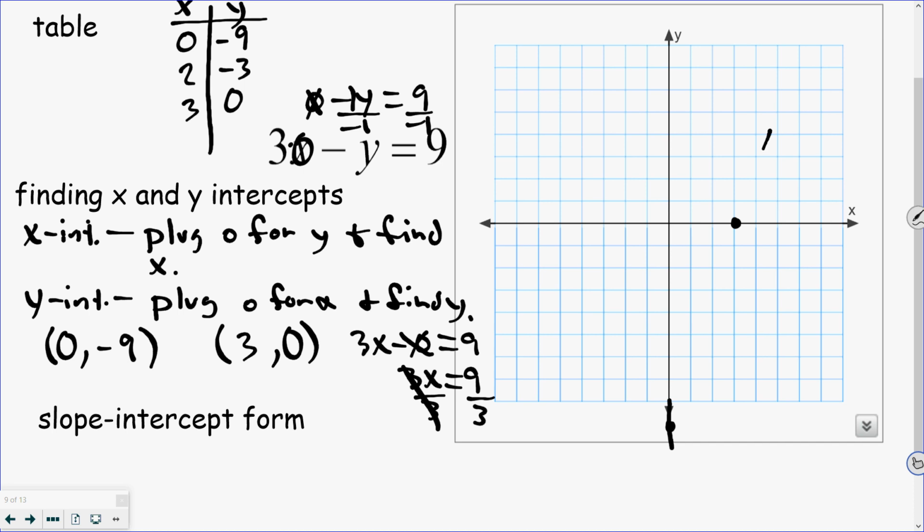Grab my straight edge, right? We get the exact same line as we got by graphing a table. So that's using the x and the y-intercepts. And I'll ask you to do that on the test. I'll ask you to find the x-intercept. I'll ask you to find the y-intercept.